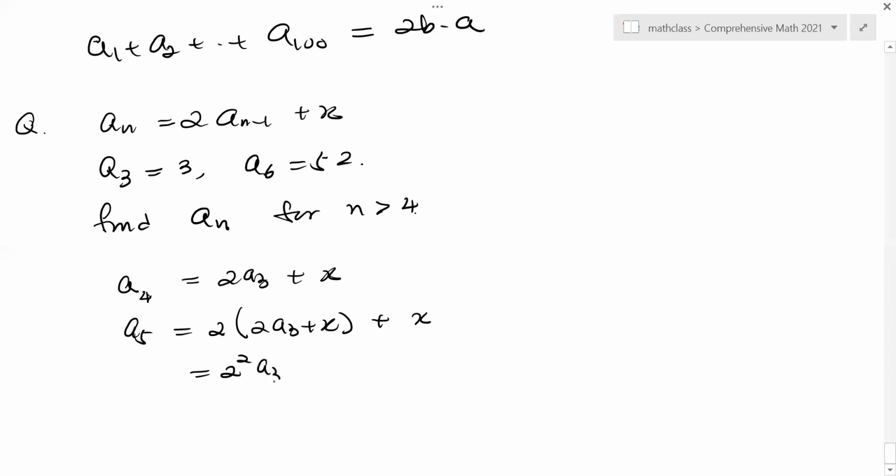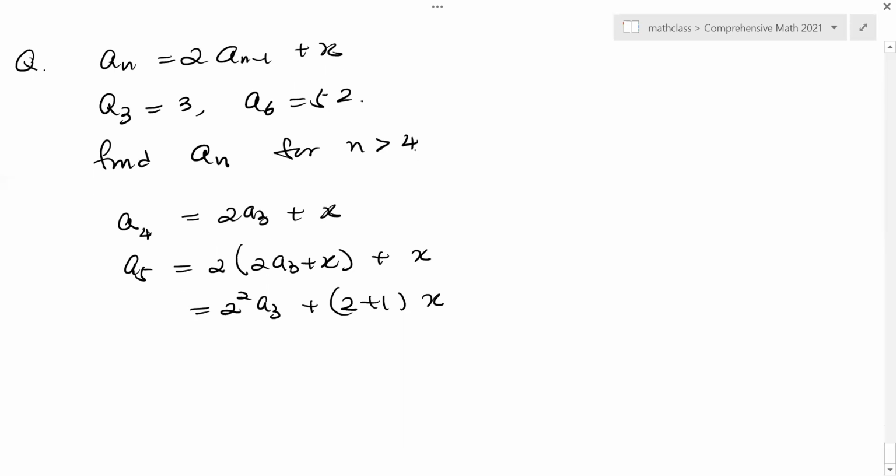So 2 squared A3, and I just leave a 2x here, 2 plus 1. I'm not going to add them together, especially when you're trying to see the pattern. Don't multiply them out, otherwise you will not see the pattern. So A6 is 2 times A5, so 2 squared A3 plus (2 plus 1)x plus x.